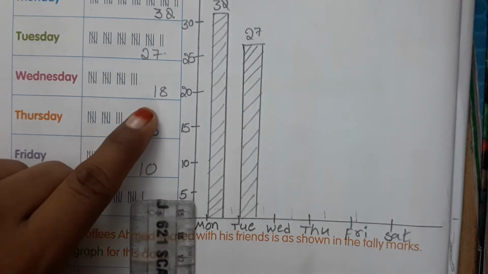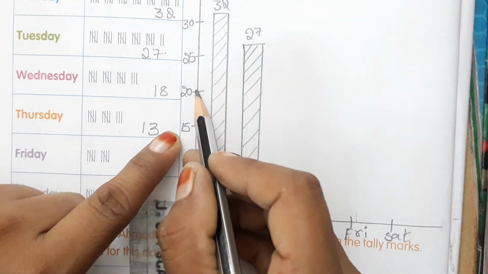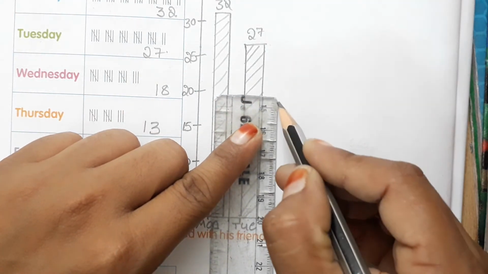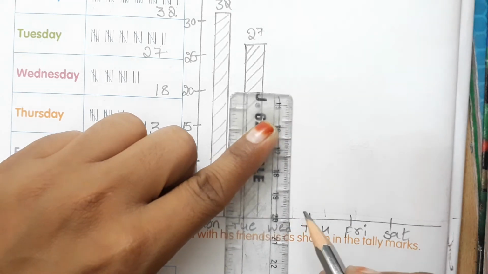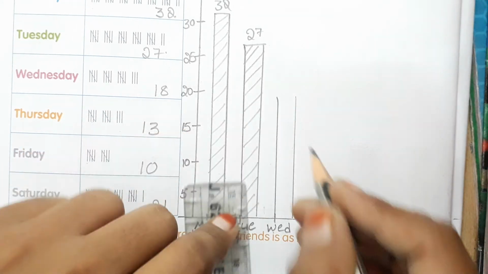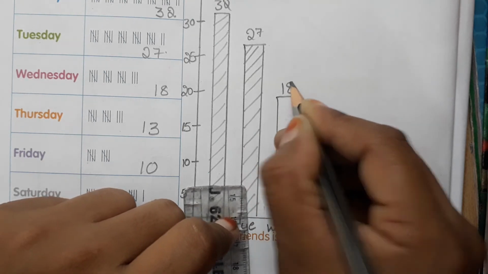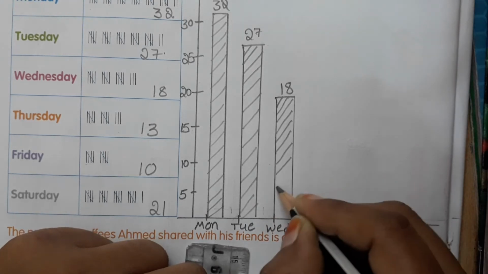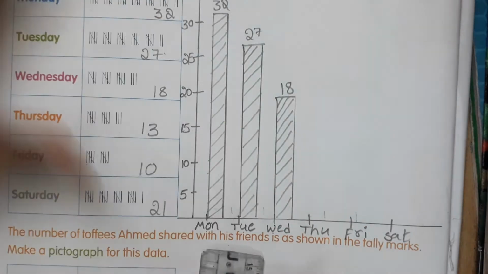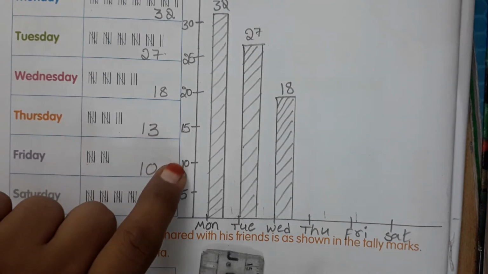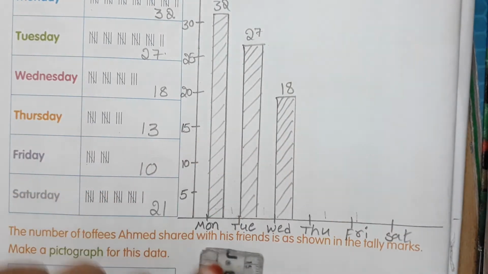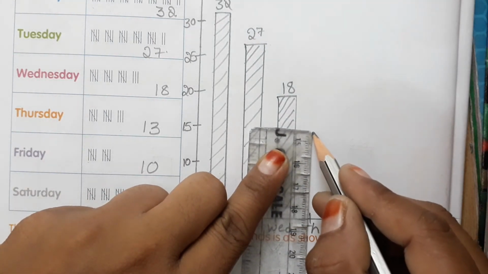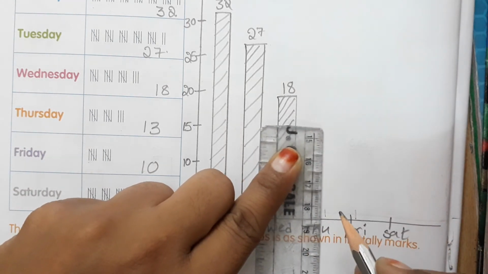Next Wednesday. How much? 18. More than 15, less than 20. Two numbers less than 20. So it is nearly 20. Next Thursday, 13. Less than 15, more than 10. So little bit less than 15. So draw a line. Little bit less than 15.